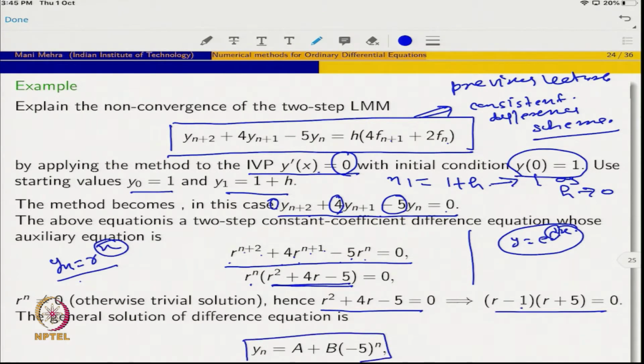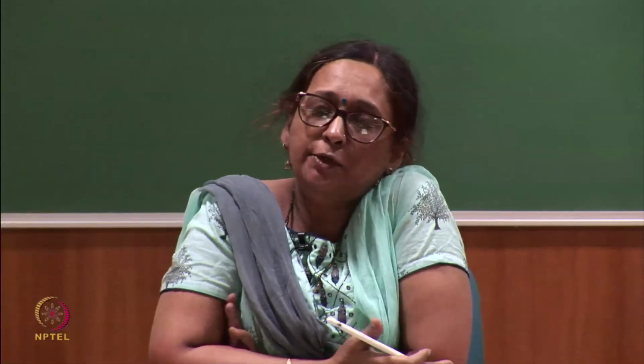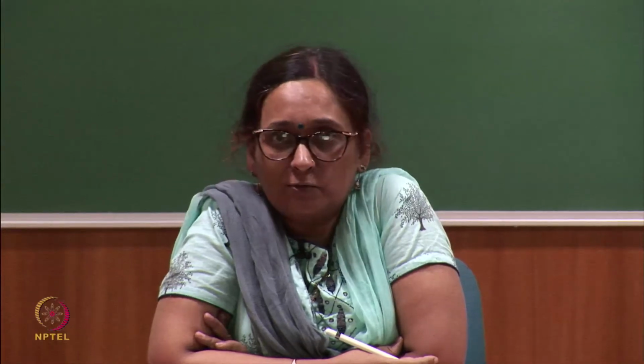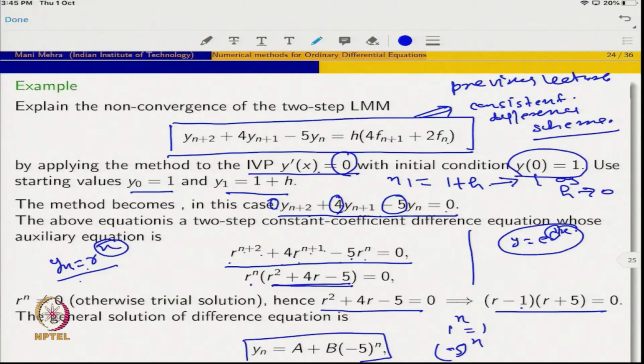Because r is 1, if I substitute here, one solution is 1 to the power n, which is 1, and another solution is minus 5 to the power n. Then we take a linear combination of these two linearly independent solutions, the same thing we do when we find the solution of homogeneous differential equations. So the concept remains the same.